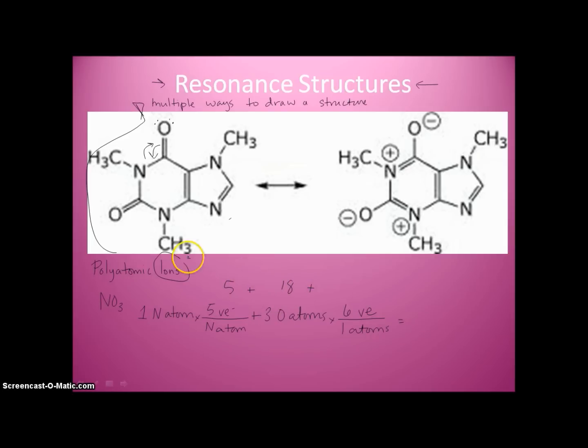Then we have to add 1, because we know nitrate is a -1 charge, and since it's negative, we're going to add an electron. 18 plus 1 plus 5 gives us 24, which is an even number. Divide that by 2, and we know we need 12 bonding pairs.